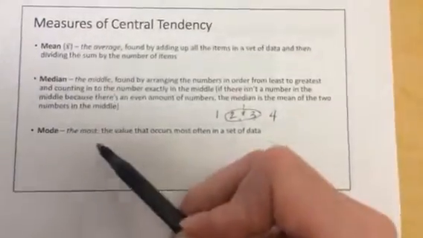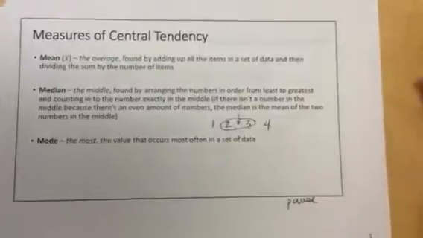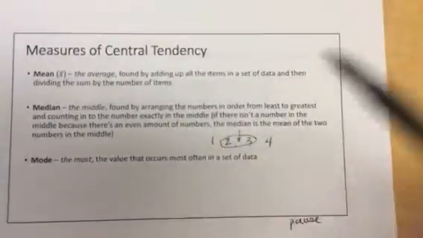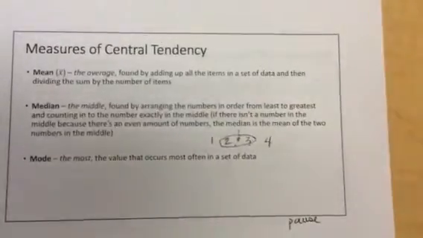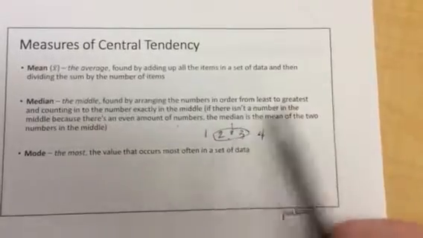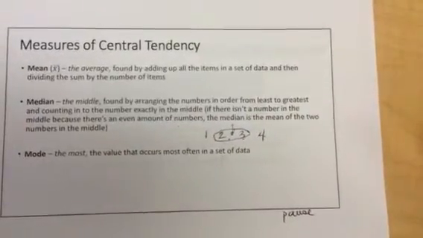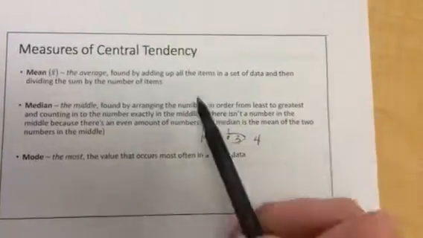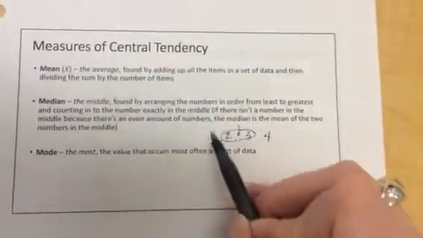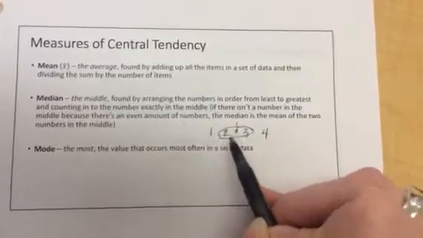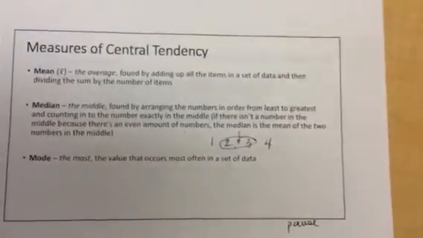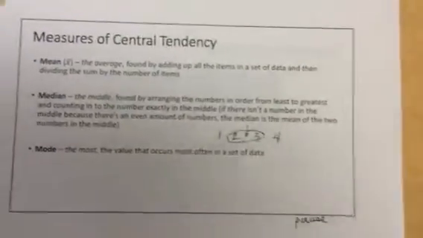And the mode means the most, basically. It's the value that occurs most often in your set of data. Now with mode, we could have one, we could have more than one, we could have none. You're always going to have a mean and a median, but with mode, for example, here we don't have a mode. There's no number that occurs more than once. But say it was 1, 2, 2, 4, then our mode would be 2. If our data was 1, 2, 2, 3, 3, 4, then our modes would be 2 and 3 because they occur the most amount of times, and both of them do.